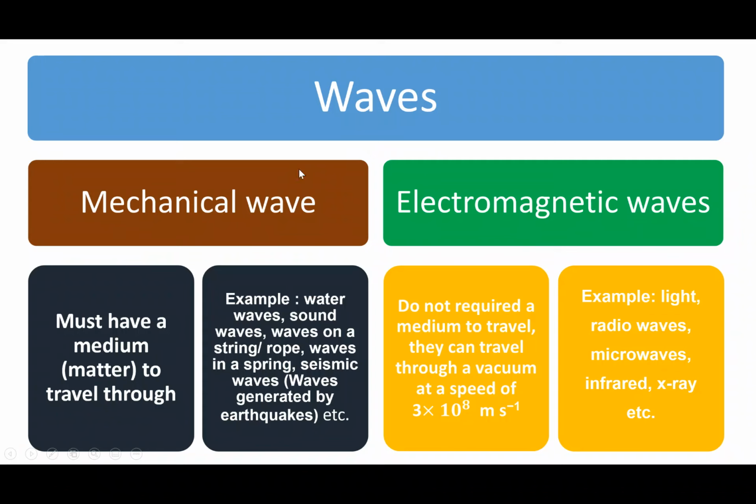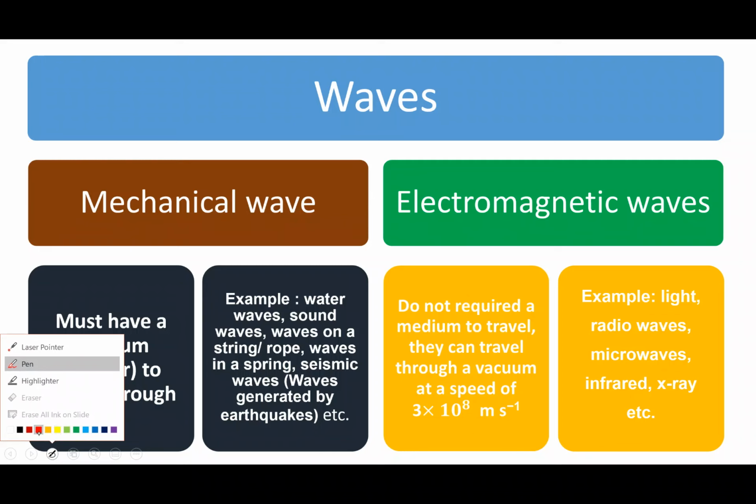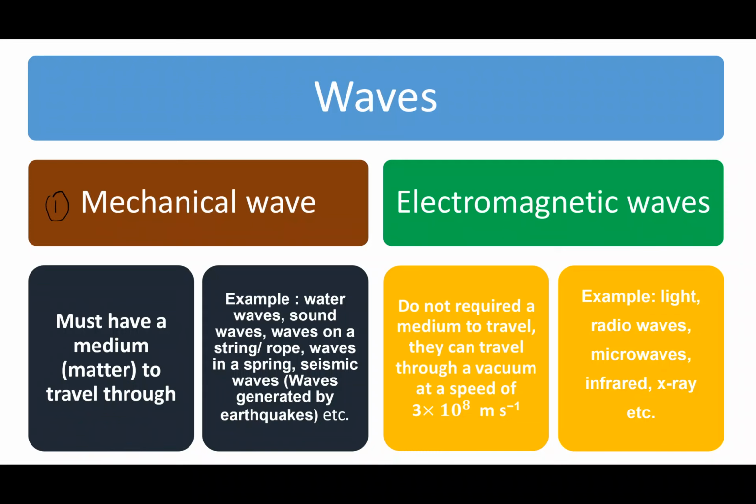Okay, so in this video or in this topic, actually we are going to focus on the mechanical wave. So generally we have two types of the wave. The first one is the mechanical wave and the second one is the electromagnetic wave. So what are the difference between these two waves? So for the mechanical wave, it is the wave that need medium to travel through. For example, what is the example of the mechanical wave? We have water wave, we have sound wave, we have string or ropes, and then we have wave in the spring, seismic waves, generated by the earthquake.